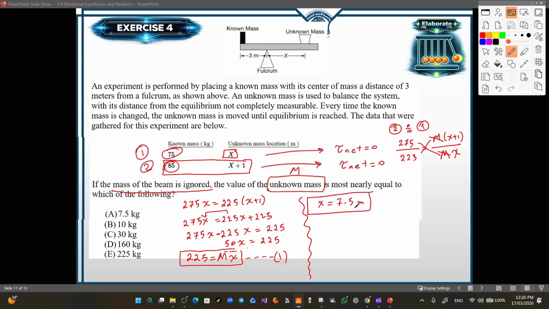Now remember, we need to find the mass and not the distance. To find the mass, we use again equation number 1 or even equation number 2, and we substitute the value of x in this equation, which means 225 equals m multiplied by x. So m is equal to 225 divided by the value of x, and this is equal to 30 kilograms. And the correct answer would be C.